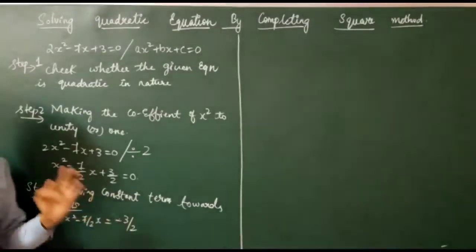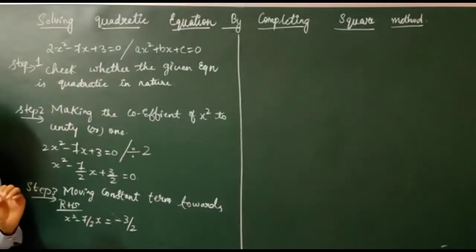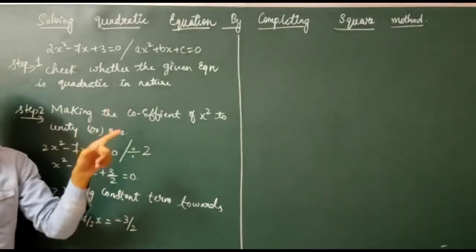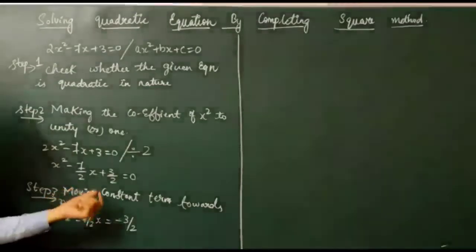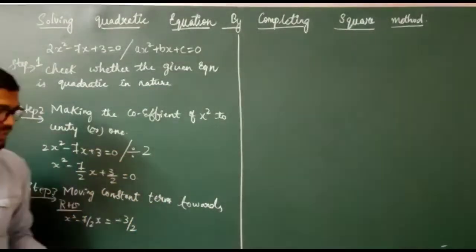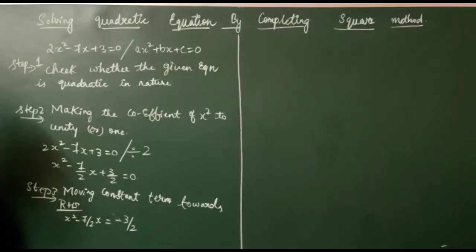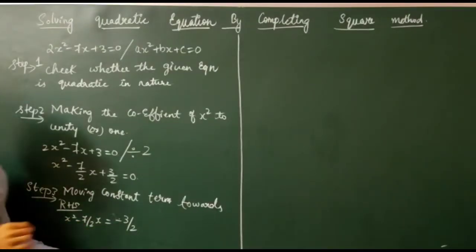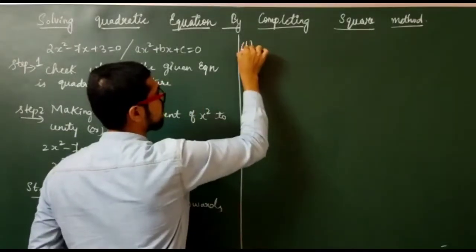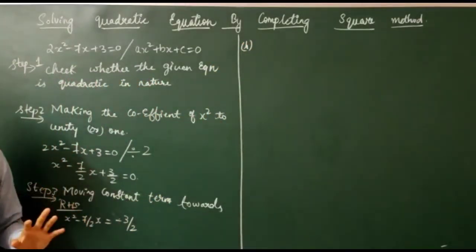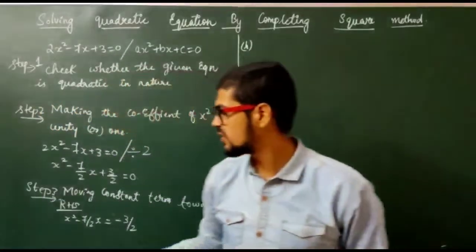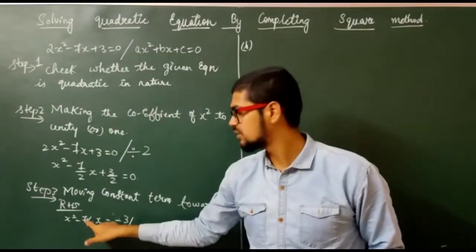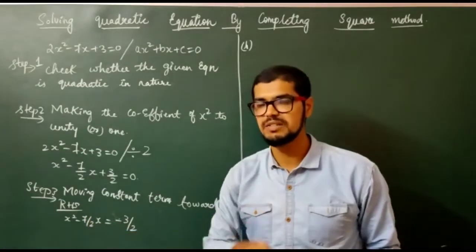So I have completed 3 steps. First step is checking whether it is a quadratic equation in nature. Second step is making the coefficient of x square to 1. Third step is moving the constant term towards the right hand side. Now what will be my fourth step? Carefully observe here. This is a very important step in this procedure. The fourth step is that I need to take half of the coefficient of x. What is the coefficient of x here? The coefficient of x here is 7 by 2. If I divide this 7 by 2 by 2, I will get 7 by 4.